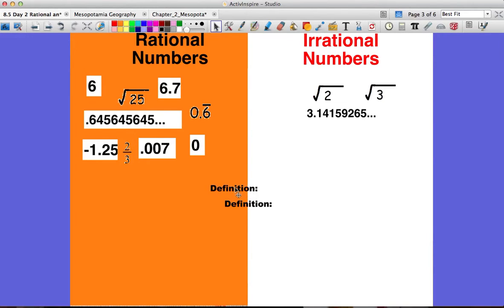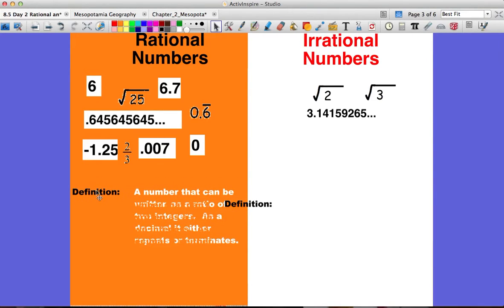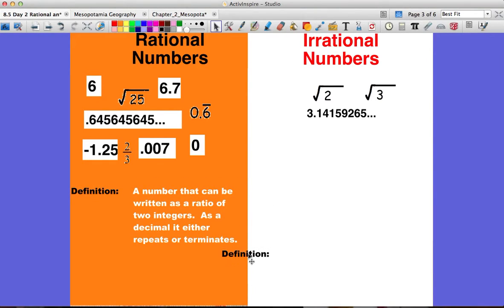So the first definition is for rational numbers. Rational numbers are numbers that can be written as a ratio of two integers. As a decimal, it either repeats or terminates. Any of these can be listed as your example for a rational number. In this case, 645 thousandths repeats. Therefore, it is a rational number.